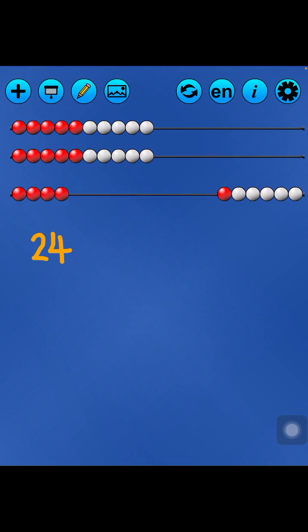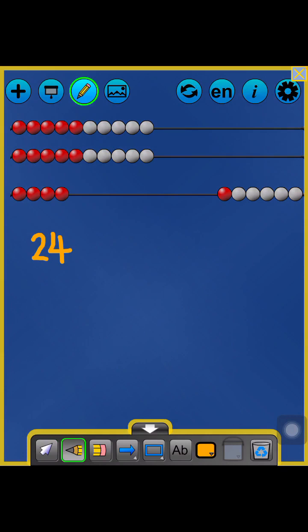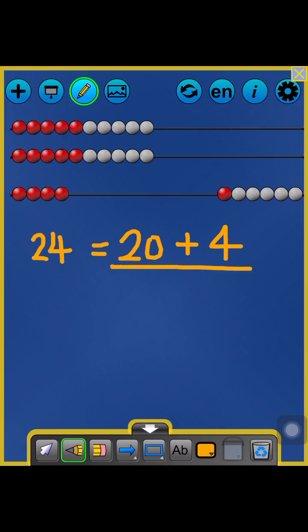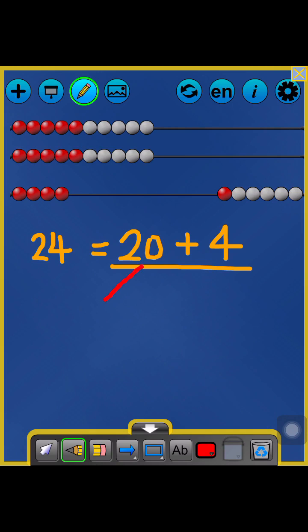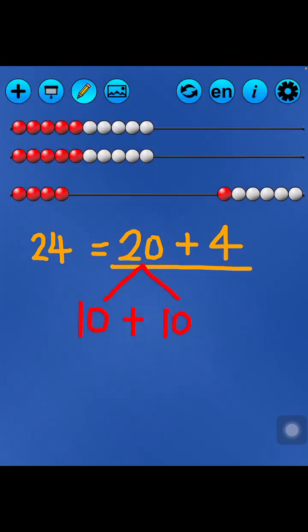And now there are 24 beads on the left hand side. Okay, 24 equals 20 plus 4. Again, if we want to find the half of 24, then we need to split 20 into half and 4 into half. Okay, let's find the half of 20. The half of 20 equals 10. 10 plus 10 equals 20. So we move 10 beads to the right hand side.